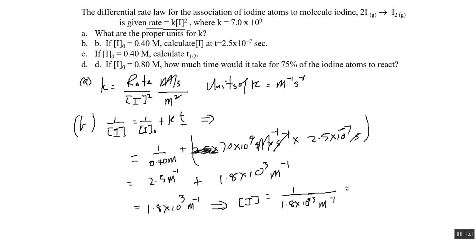So according to my calculations, this works out to be equal to 5.6 times 10 to the minus 4 M. All right, so that's basically how the B part is done. Okay.